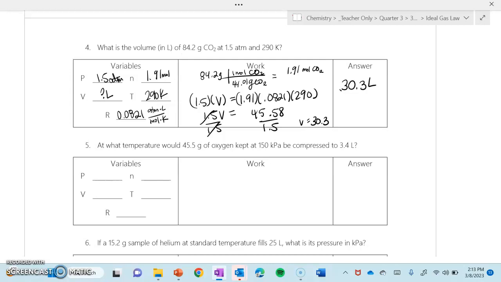And let's just check our units for significant figures. Looks like we need to have 2 sig figs. So this is 30, and I'll leave the decimal there so that we know the 0 is made significant. So 30. liters of carbon dioxide. There's our volume.